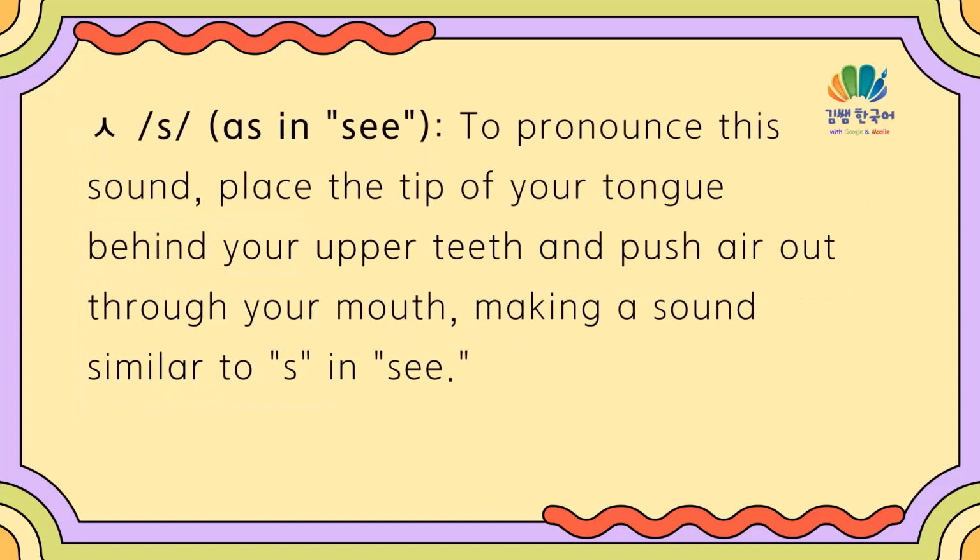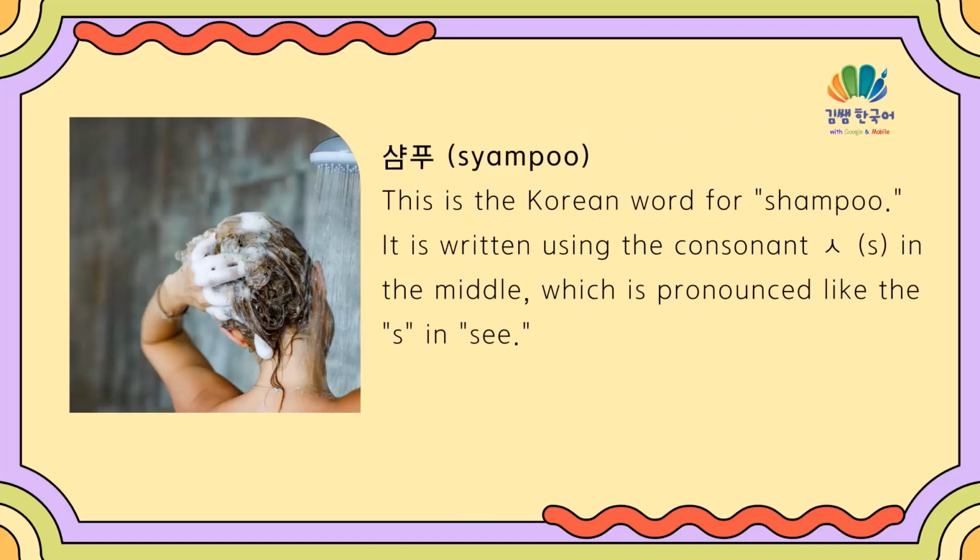시옷, S as in C. To pronounce this sound, place the tip of your tongue behind your upper teeth and push air out through your mouth, making a sound similar to S in C, shampoo. This is the Korean word for shampoo. It is written using the consonant 시옷 s in the middle, which is pronounced like the S.